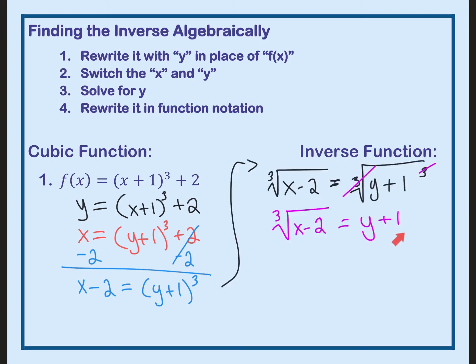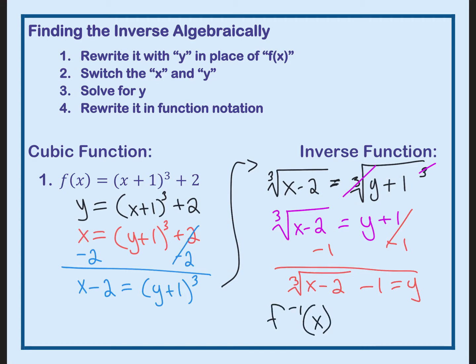When we took the cube root, we're now left with y plus 1 by itself. And so now we can subtract 1 from both sides. Now that we have the y by itself, we're going to go ahead and rewrite it. And instead of f of x, we are going to write this as the inverse function. This stands for the inverse function, which is equal to the cube root of x minus 2, all minus 1. So that's how we find the inverse of a cubic function.